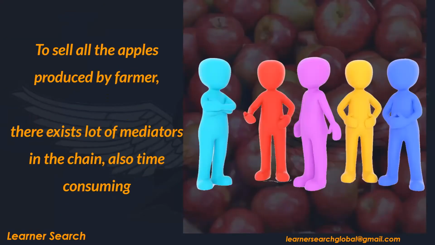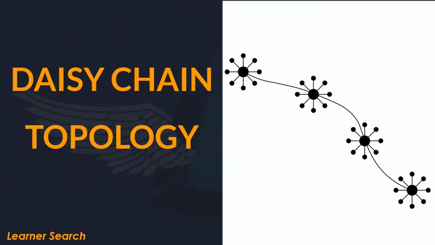To sell all the apples produced by the farmer, there exist a lot of mediators in the chain, which is also time consuming. So we can say all this kind of chain process is a daisy chain. It's a daisy chain topology. So one is connected to the other. One is sender, another one is receiver. Likewise, a new one becomes a sender, and the other one becomes a receiver in the same chain. This will continue. We call it a daisy chain topology.